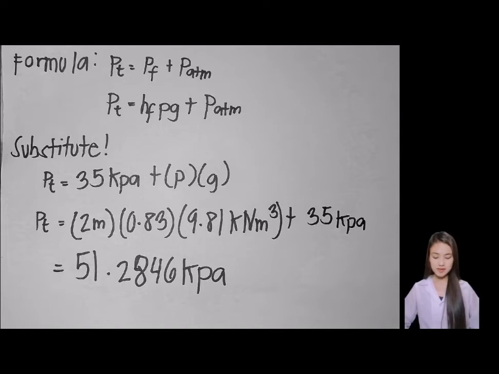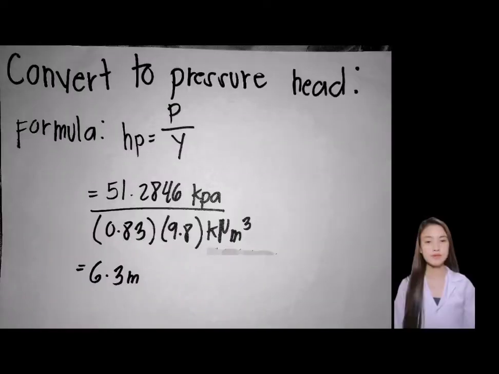So, yung nakuha natin is 51.2846 kilopascals. So, ito yung gagamitin natin para mamaya sa converting to pressure head. So, let's convert to pressure head. Ang ating formula na gagamitin is HP is equal to P over γ, which is HP ay yung pressure head, and then yung P is pressure, and then yung γ is specific weight.